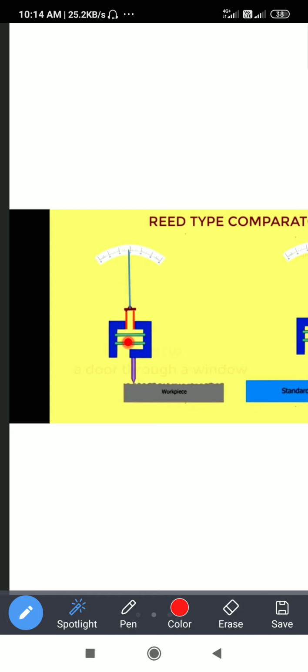This is the spindle, or plunger. For both the reeds, in red color, there are two reeds connected with one needle, and there is a deflection scale given. In the previous class I explained that these comparators work on a magnifying procedure. What is the magnifying procedure? It means that a small movement is amplified, just as an amplifier is used for a sound box.